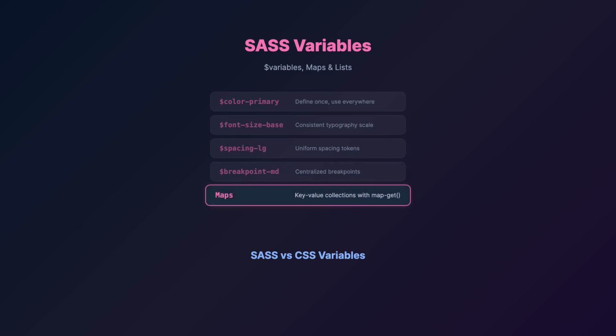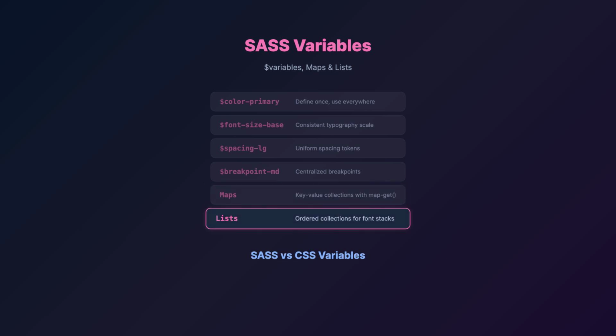SASS also has maps, which are like dictionaries. $colors: (primary: blue, secondary: green, danger: red). Access values with map-get($colors, primary), which returns blue. Lists are ordered collections. $font-stack: Inter, Helvetica, sans-serif.